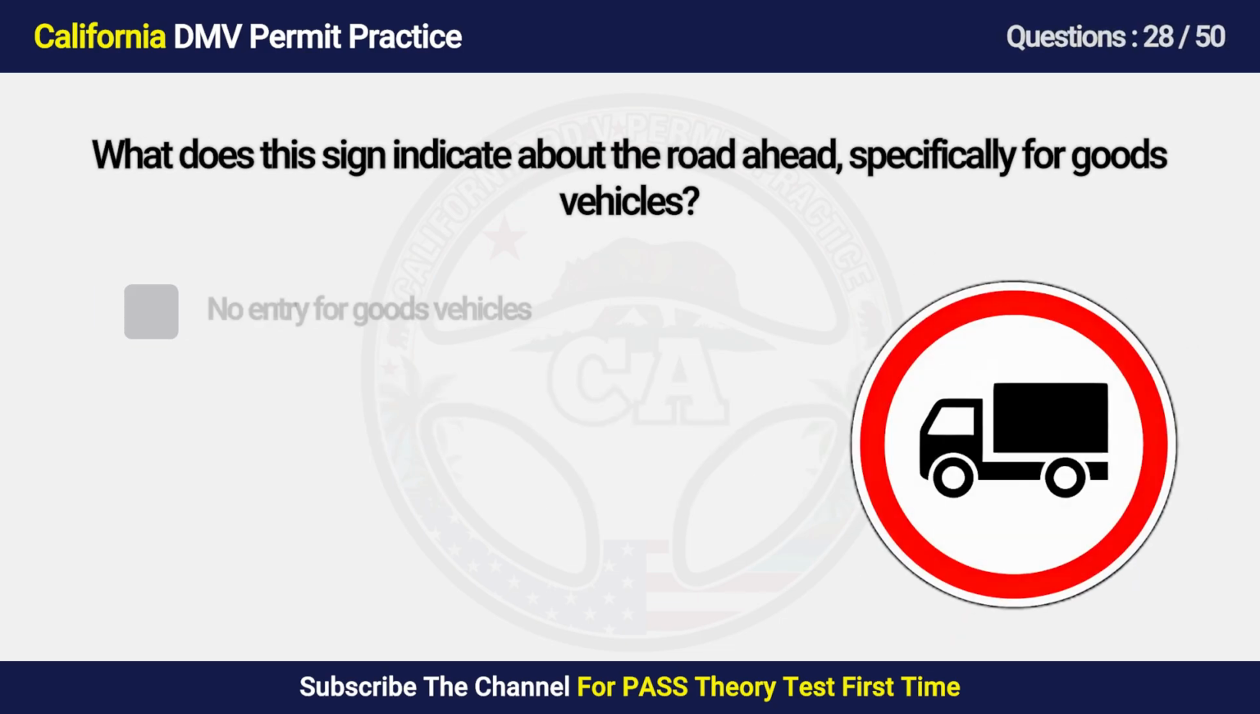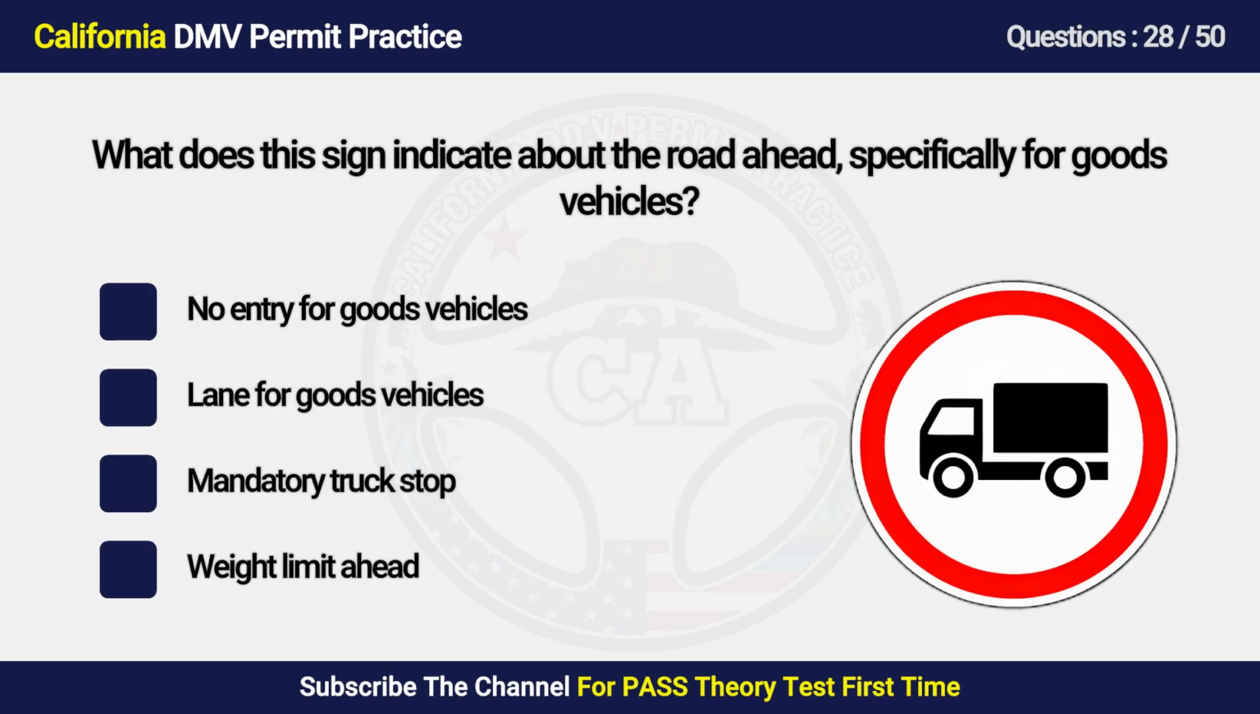Question 28. What does this sign indicate about the road ahead, specifically for goods vehicles? A. No entry for goods vehicles. B. Lane for goods vehicles. C. Mandatory truck stop. D. Weight limit ahead.